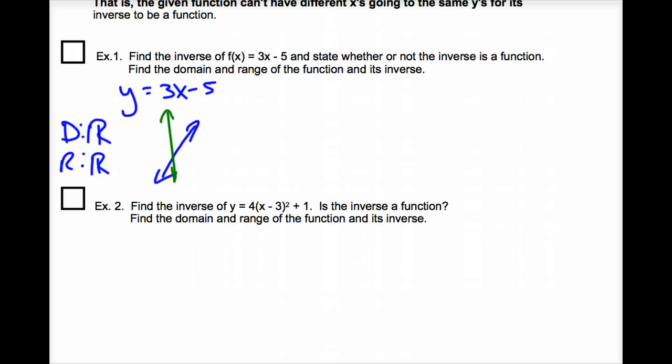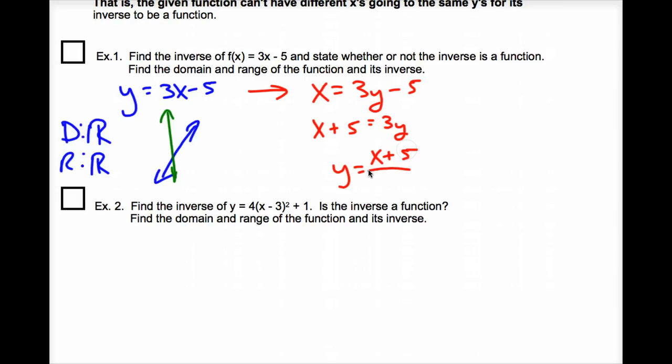How do I find an inverse? I simply take this and switch x and y and solve for y. So add 5 and divide by 3. There's the inverse.